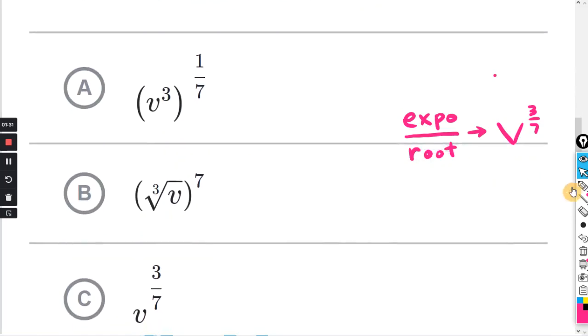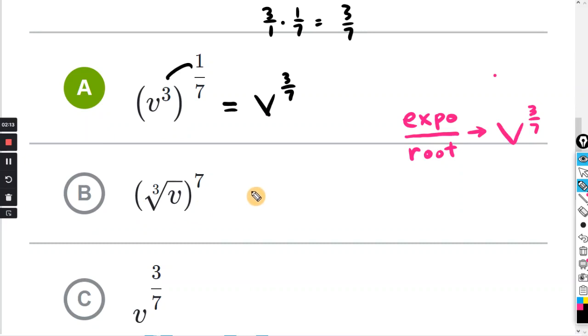So this one here, when you have a variable or a number with an exponent and you raise that to another exponent, you just multiply the exponents. So this is going to be 3 times 1/7. That's the same as 3 over 1 times 1 over 7. 3 times 1 is 3, and 1 times 7 is 7. So 3 times 1 over 7 is going to be 3/7. We can see that A matches.